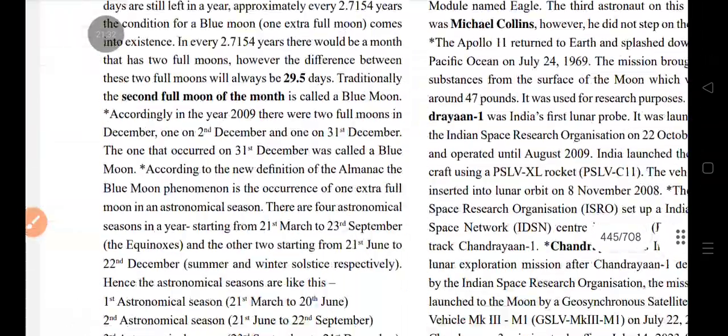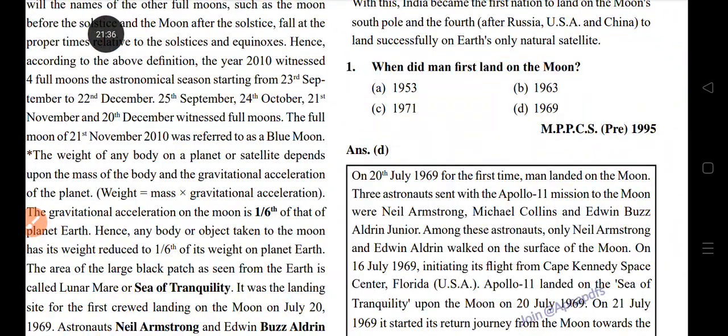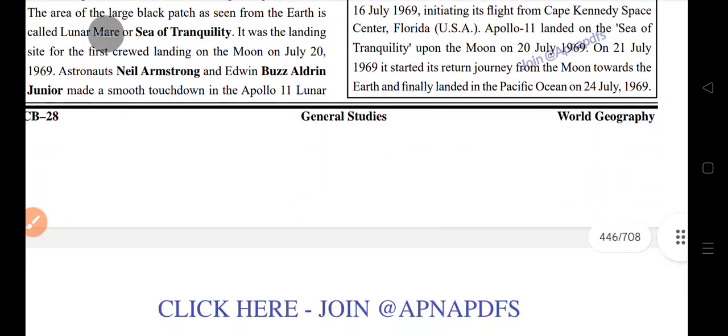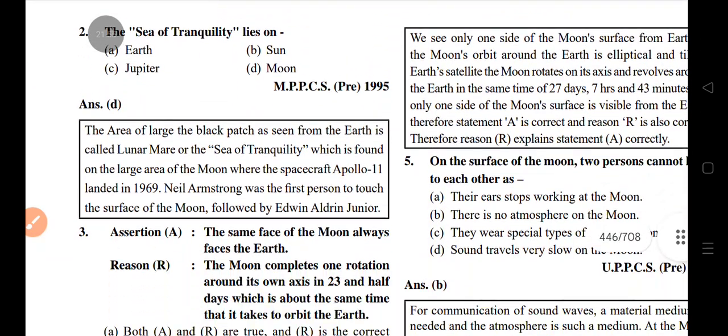Moon. Man first landed on the moon in 1969: Neil Armstrong, Michael Collins and Edwin Buzz Aldrin Jr. The Sea of Tranquility lies on the moon.